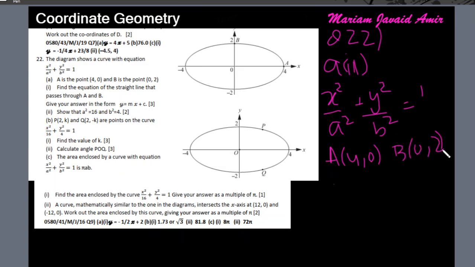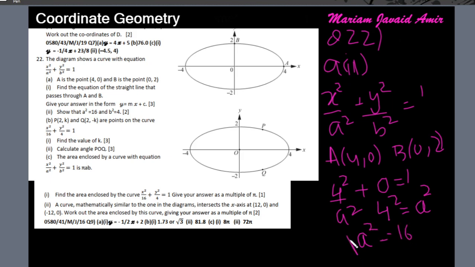Let's substitute x as 4 first. So 4 square over a square. When y is 0, this becomes 0 square over 0, which is 0. So cross multiply, we get 4 square equals a square. So a equals 4. No, in fact we're supposed to show a square. So a square equals 16 from here. 0 gets ignored, then a square goes to the other side. A square equals 4 square, so 4 square is 16.